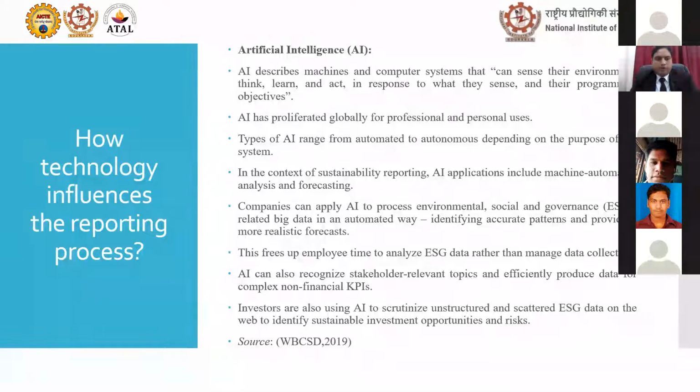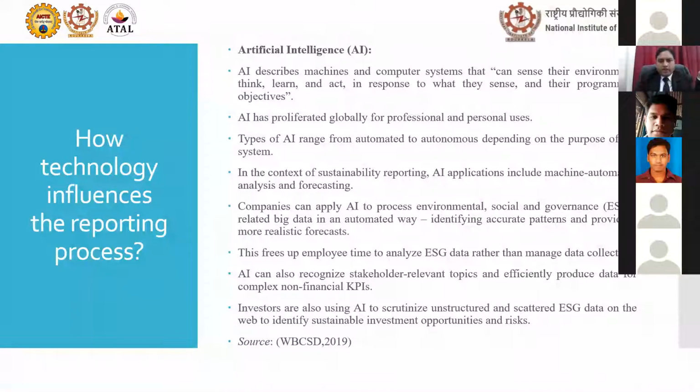So how does it help the reporting process? AI has proliferated globally, in professional and personal uses, and there are various types of AI. Now, in the context of sustainability reporting, artificial intelligence applications include machine automated analysis and forecasting. They can also apply artificial intelligence to process ESG related big data. Then it can help employees save more time managing data collection. And based on tracking the data of the stakeholders, it can tell what topics the stakeholders like, so that companies can efficiently produce more data.